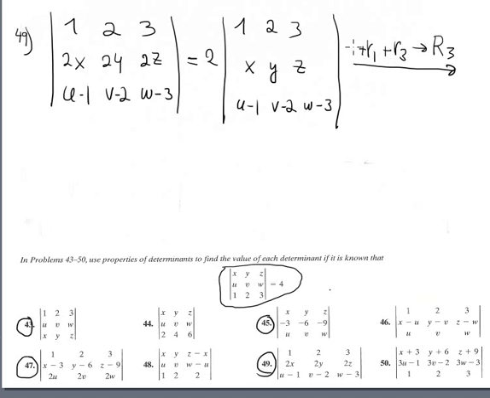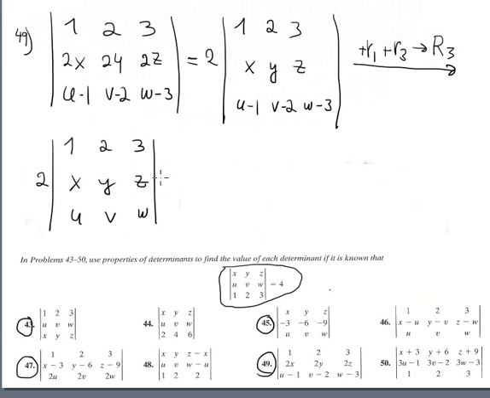Addition, R1 plus R3. This is 1 plus U minus 1, which is just U. So row 1 stays the same, row 2 stays the same. However, row 3 changes. You add this plus this, it cancels out, negative 1 and positive 1, just U. Likewise, this is just V, and this is just W. And the value stays the same. Don't forget this 2, it's a factor.